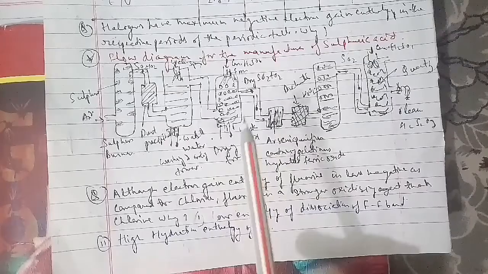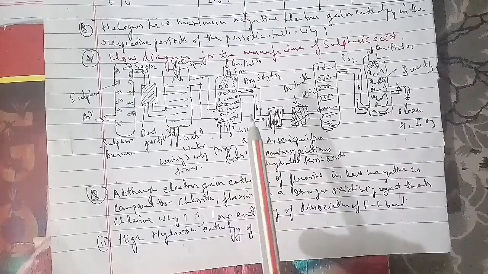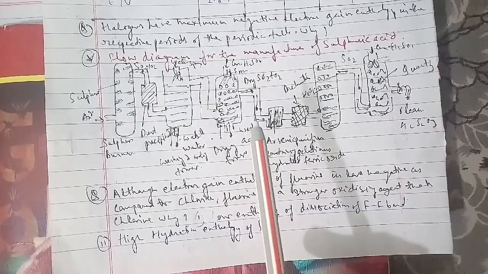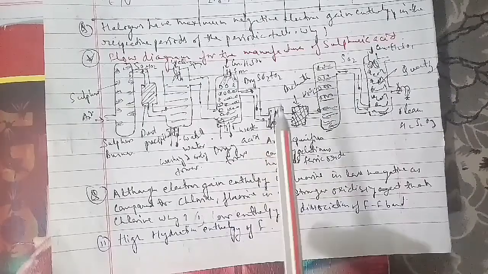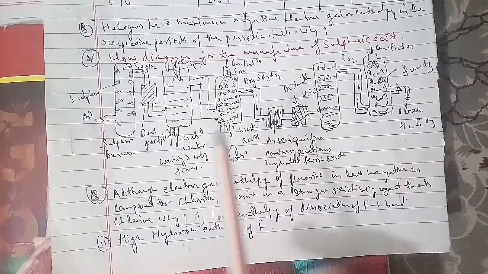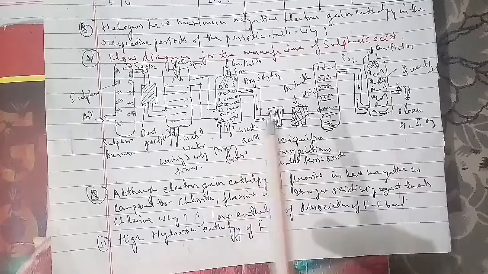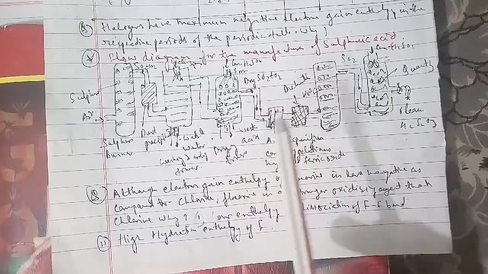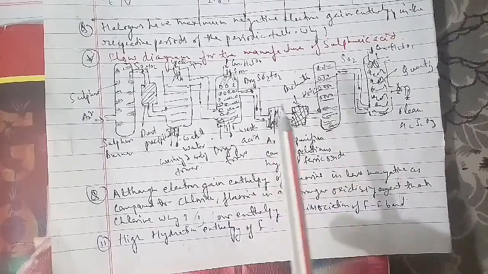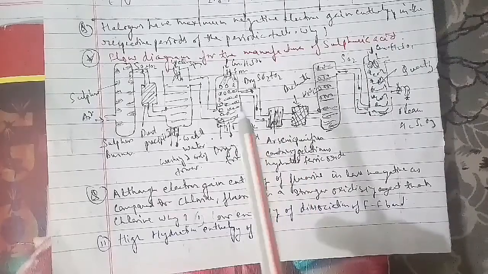Phosphorus exists as P4 in the elemental form. It exists in several allotropic forms, and it forms the hydride PH3, which is a highly poisonous gas, and it forms two types of halides, PX3 and PX5.